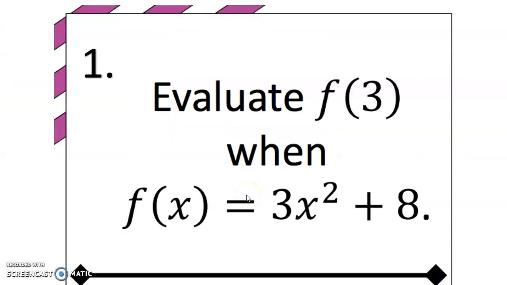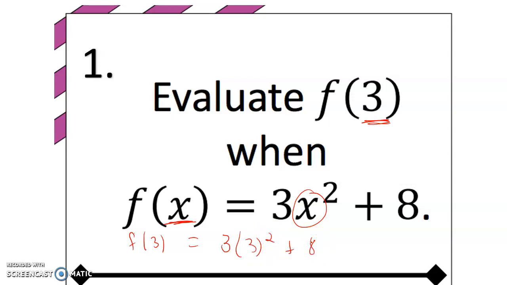Alright guys, so we're going to go over the review lesson now. Remember that you are allowed to use a calculator for these. So remember that when we have a number in parentheses, that is my input, and I'm always going to input it for x. So everywhere in the problem, I need to replace x with the number 3. So I'm going to get f of 3 equals 3 times 3 squared plus 8.